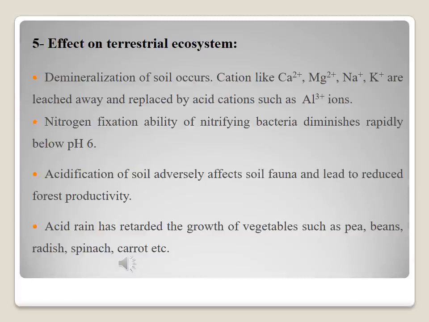Effects on terrestrial ecosystem. Demineralization of soil occurs. Cations like calcium, sodium, potassium and magnesium are leached away and replaced by acidic cations such as aluminium. Nitrogen fixation ability of nitrifying bacteria diminishes rapidly below pH 6. Acidification of soil adversely affects soil fauna and leads to reduced forest productivity. Acid rain has retarded the growth of vegetables such as pea, beans, radish, spinach, and carrot, etc.